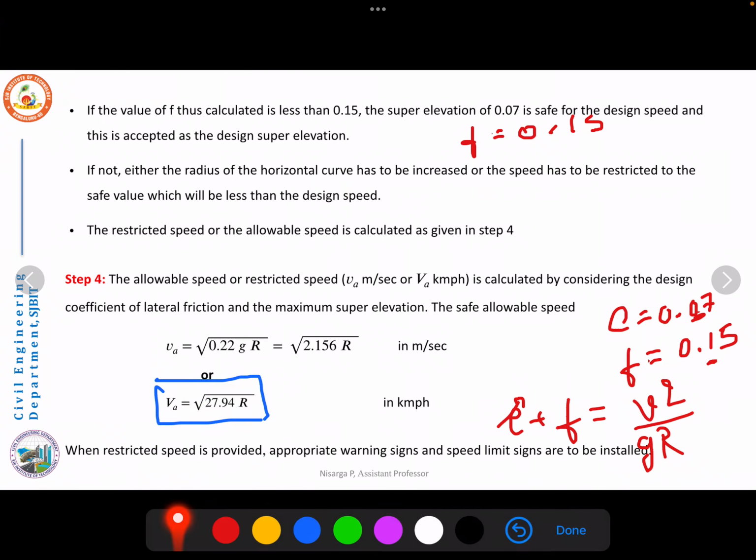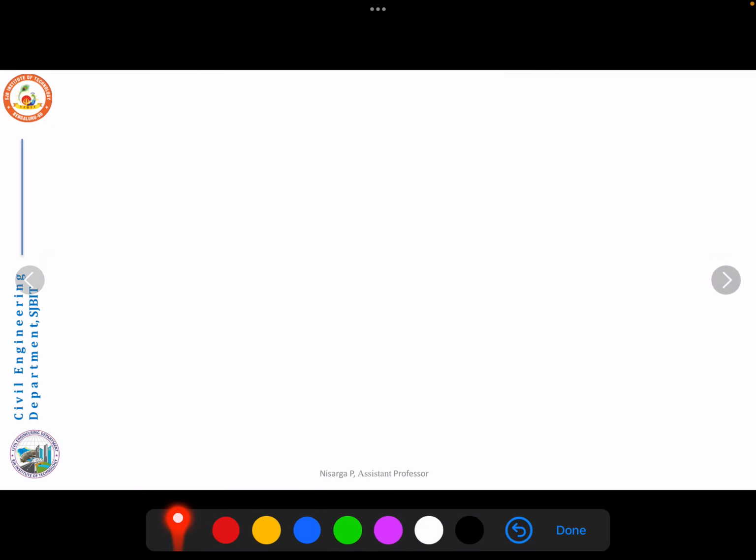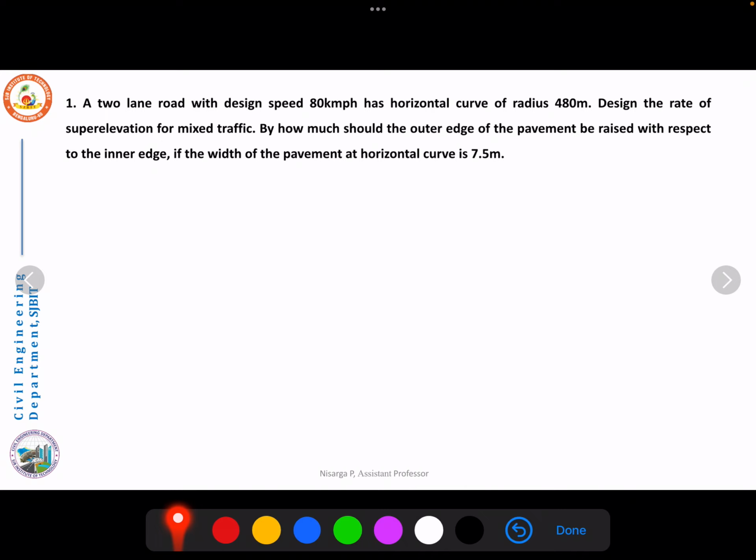We'll look into an example and see how the superelevation is designed. Here you can see that a two-lane road has to be designed for a speed of 80 kmph, negotiating a horizontal curve of 480 meters. We need to design the superelevation, and considering the pavement width as 7.5 meters, we need to find out how much the outer edge of the pavement has been raised with respect to the inner edge.